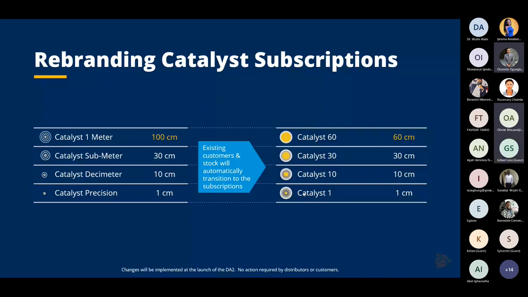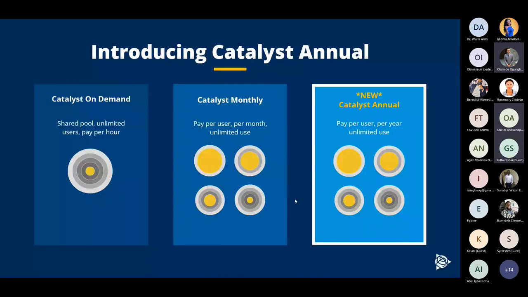This is how it's defined as well. The Catalyst annual is a different subscription model that we introduced recently. We have Catalyst on demand. This is a shared pool, unlimited users, pay per hour, but you buy it in a pool of 10 hours. We have Catalyst monthly, pay per user per month, unlimited use. You use it every day in an unlimited fashion. Then we have the new Catalyst annual, pay per user per year, unlimited use as well. And we have various flavors of accuracy under this subscription model for the accuracy on your device.